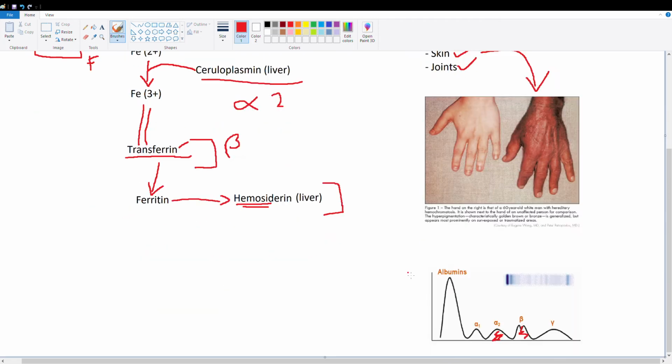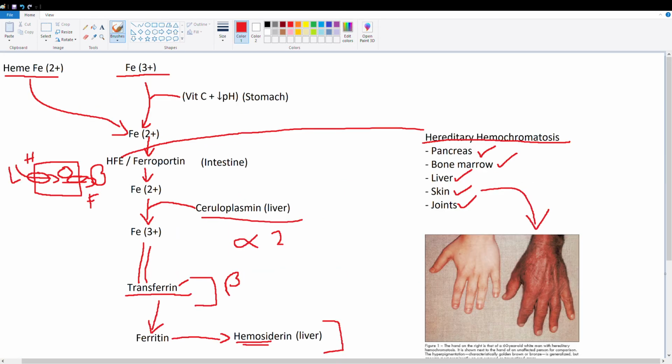So I hope you guys understood my little review on iron metabolism and this all made sense.